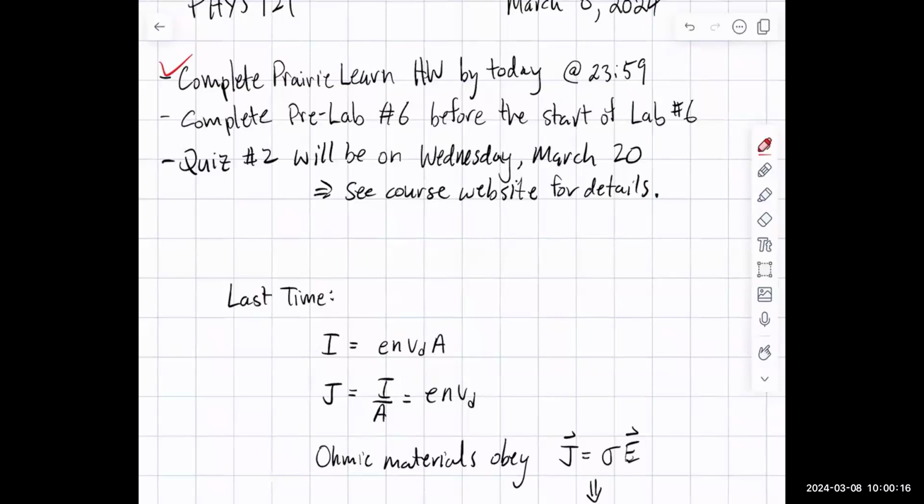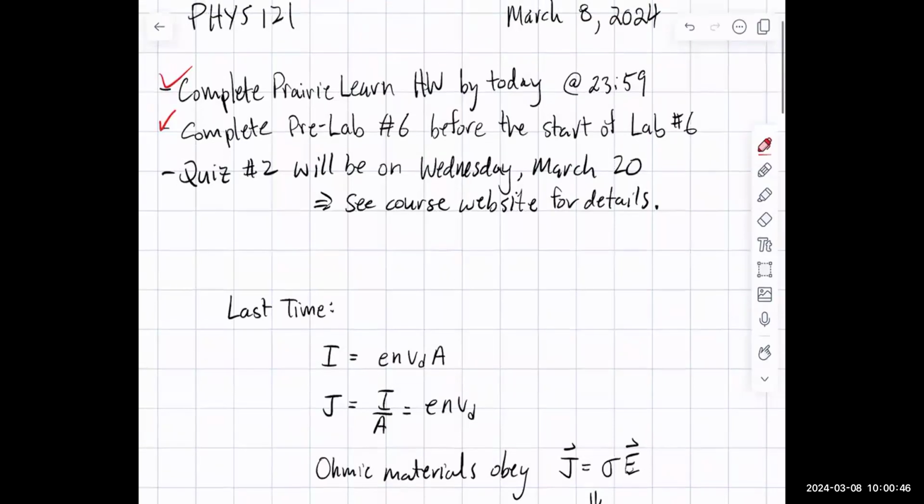And then next week, you'll be doing lab number 6. There is a pre-lab, so please complete pre-lab number 6 before the start of your lab section. You just finished lab 5, which was like the hydraulic version of RC circuits. In lab number 6, you'll do RC circuits using electrical components.